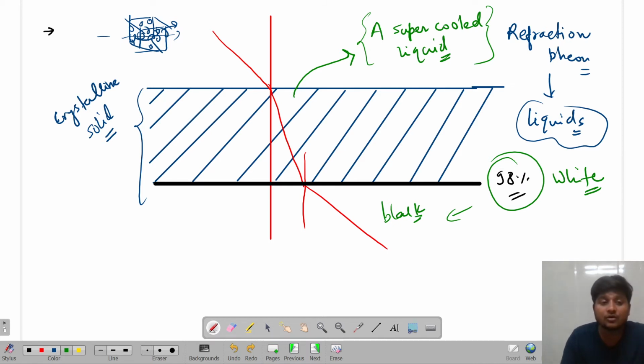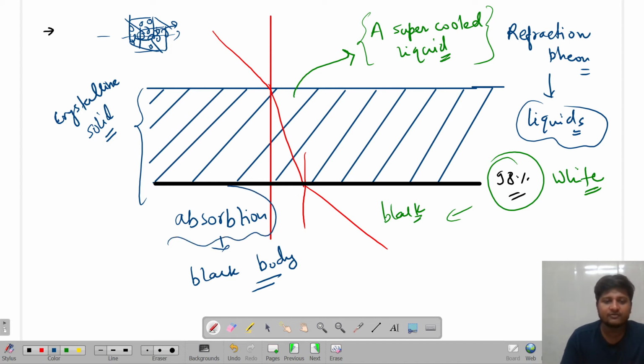No, no, no. You are making it very confusing. You are saying absorption means refraction. That is totally wrong. Absorption means black body. Okay, absorption means absorption of light.